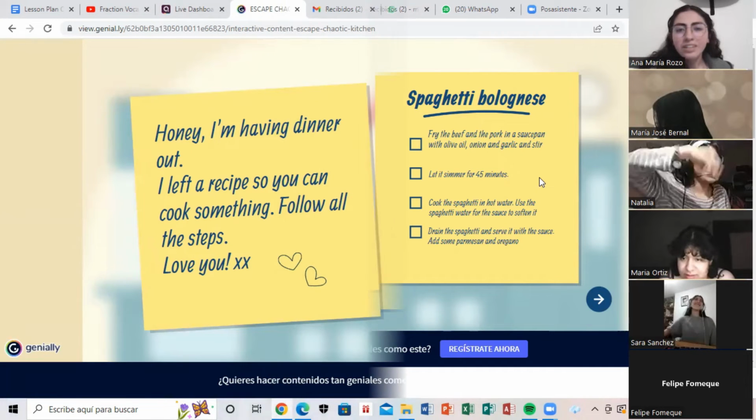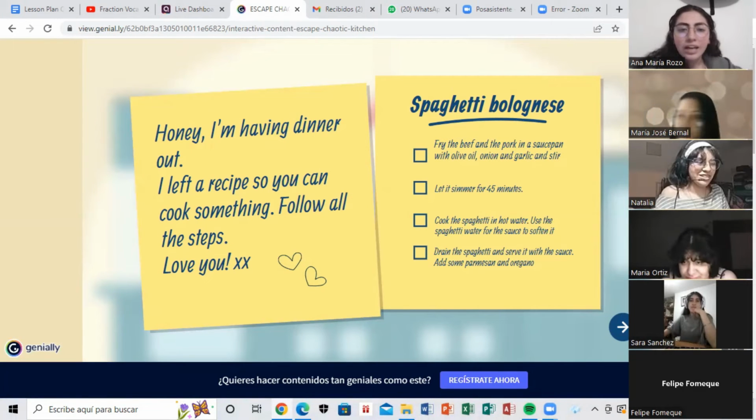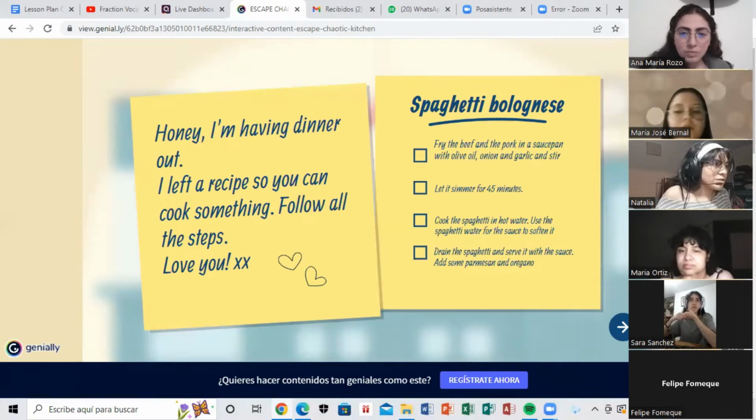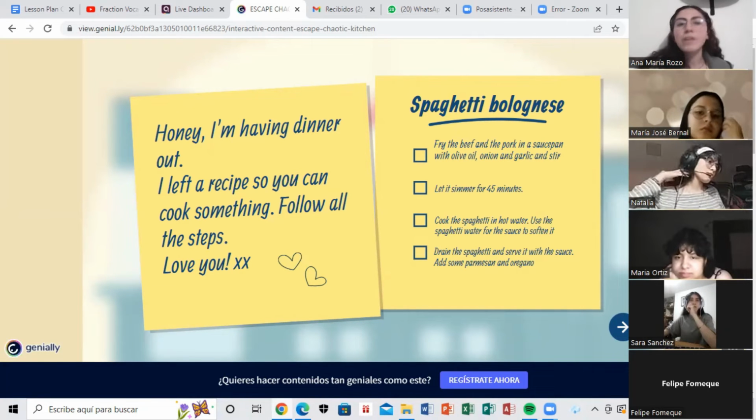Very good. And, well, the last one, Natalia again. Drain the spaghetti and serve it with the sauce. Add some parmesan and oregano. Good. Okay. So what is drain? Drain the spaghetti.